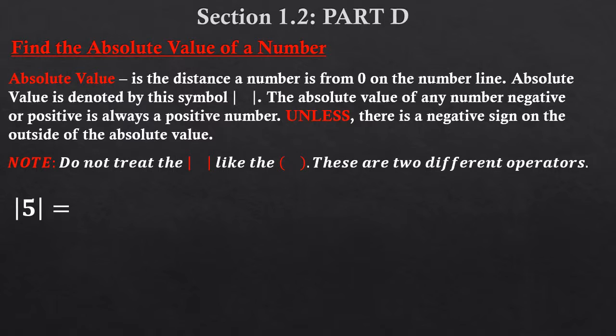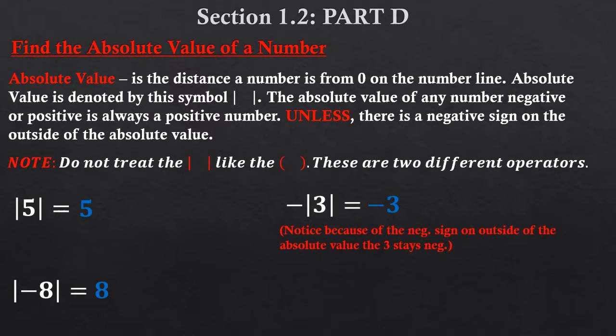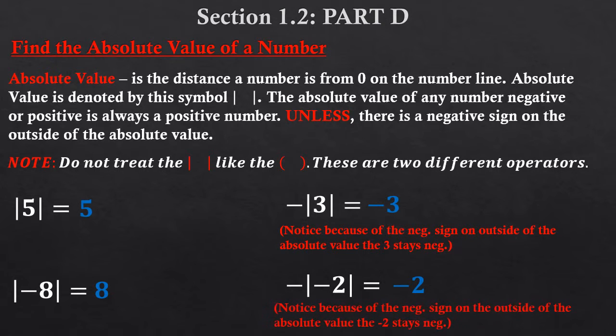First example: the absolute value of positive 5 is positive 5. The absolute value of negative 8 is positive 8. Negative on the outside: the absolute value of positive 3 is negative 3. Why? Notice, because of the negative sign on the outside of the absolute value, the 3 stays negative. Negative on the outside: the absolute value of negative 2 is negative 2. Once again, notice that because of the negative sign on the outside of the absolute value, the negative 2 stays negative.